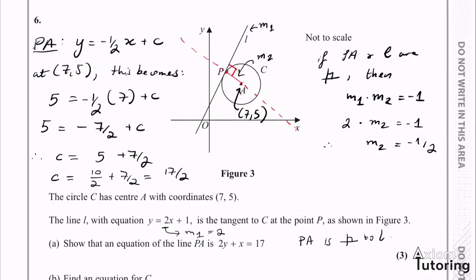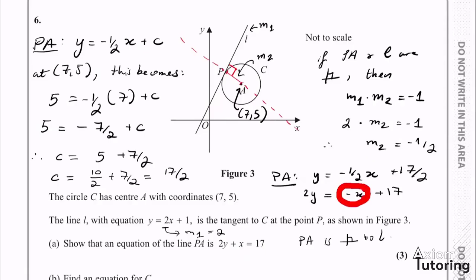So our line PA has equation y = -1/2 x + 17/2. Now let's make sure that we get it in the form that is required. All we need to do is multiply each term by 2. Multiplying through by 2, we get 2y = -x + 17. But we can see the x is on the wrong side, so we add x to both sides, or you can think of it as moving the -x onto this side and changing the sign. And so we get 2y + x = 17, and so we've shown part A.